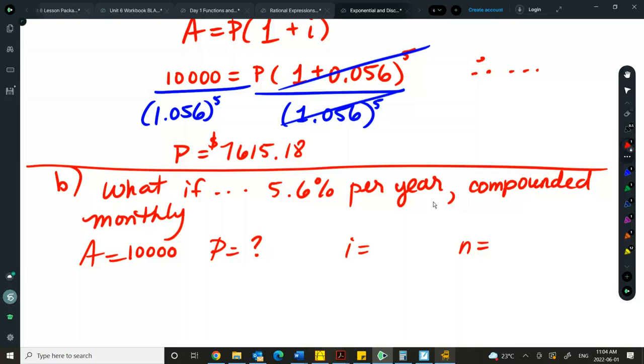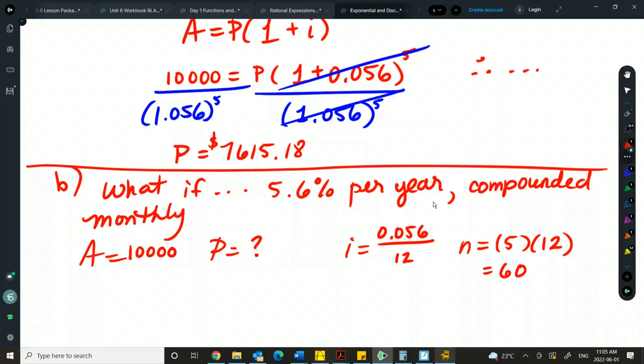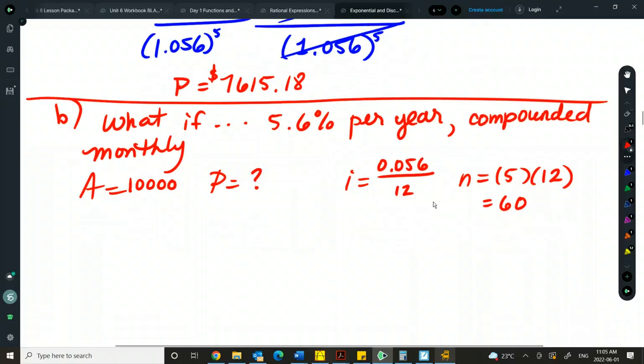I have to now take that 5.6% interest and split it up equally over 12 months. So I need to take 0.056 and divide it by the number of months or compounds per year. And if this gives me a repeating decimal, which it does, I'm actually just going to leave it like this in my formula. And then at the end of 5 years, if I compound 12 times a year, I will have actually compounded my interest 60 times. So I have to take that number of compounds and multiply it by the number of years.